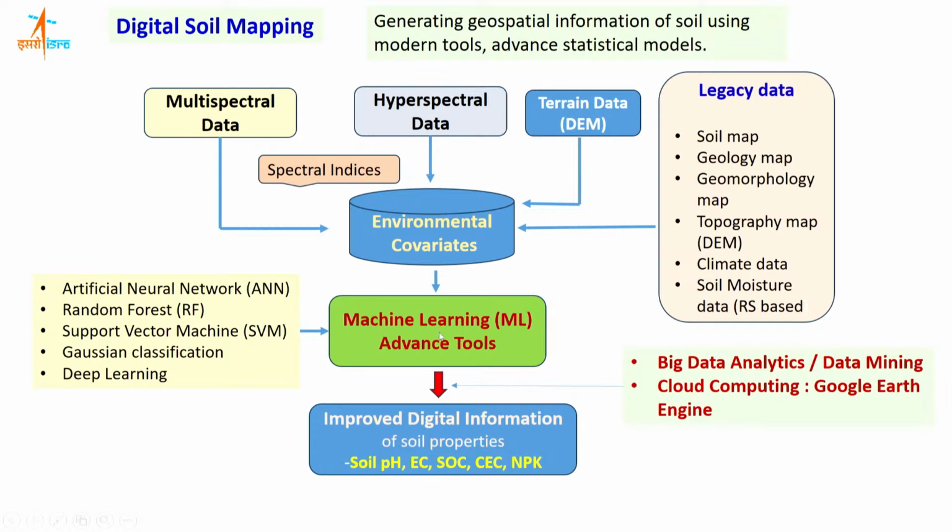These techniques take the soil information from point data and the environmental covariates, analyze them together using these machine learning methods, and then prepare the soil properties map. Here we are able to prepare soil property maps, for example pH, electrical conductivity, carbon, CEC, NPK, but not the soil map I discussed earlier for conventional soil mapping.